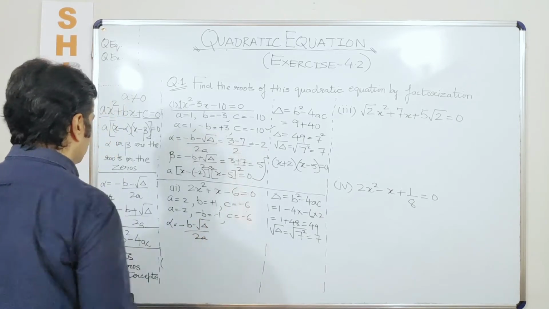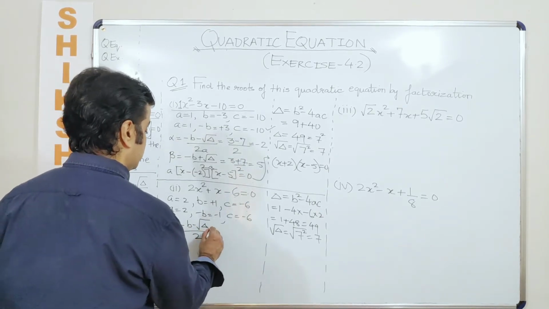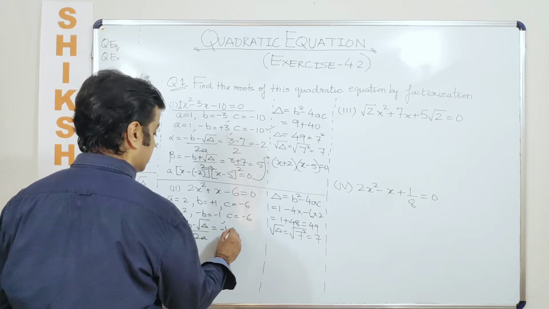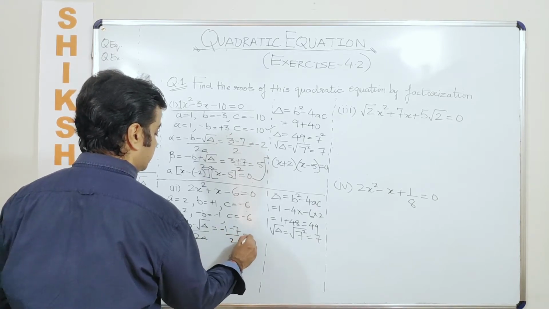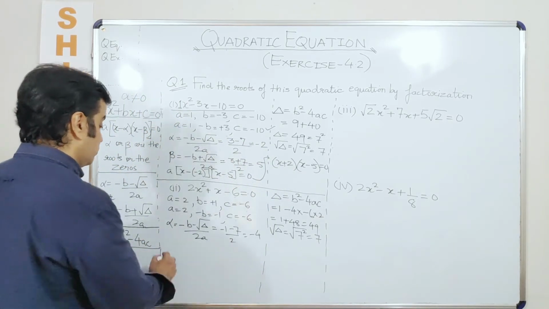So we know that one of the roots here is alpha, which is equal to minus b minus root delta upon 2a. So how much is the value of minus b? Minus 1 minus 7 upon 2. So this comes out to be minus 8 divided by 4, minus 8 divided by 2, which is equal to minus 4.